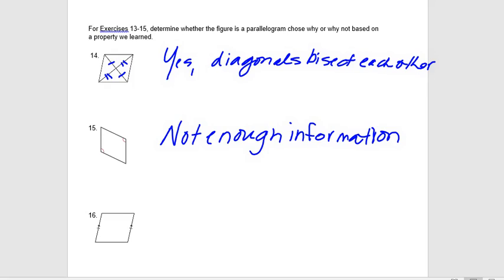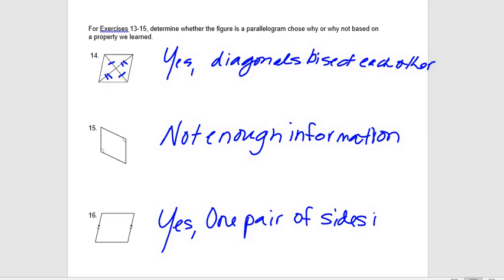In number 16, we see that one pair of sides is both parallel and congruent, and that is enough information. So we would say yes here again, because one pair of sides is both parallel and congruent.